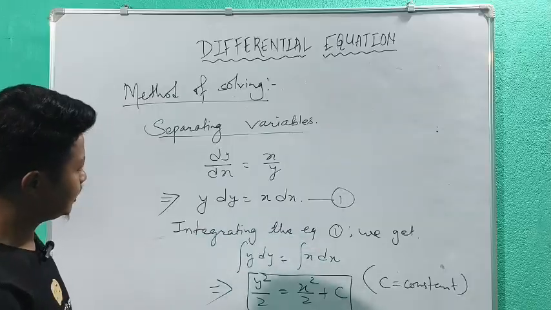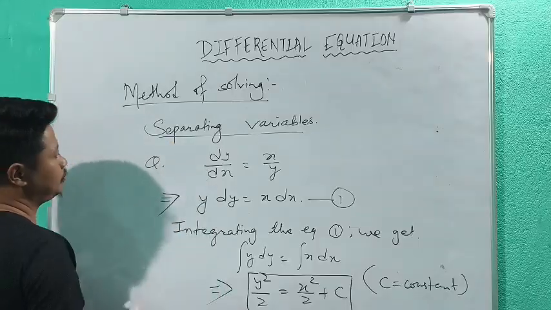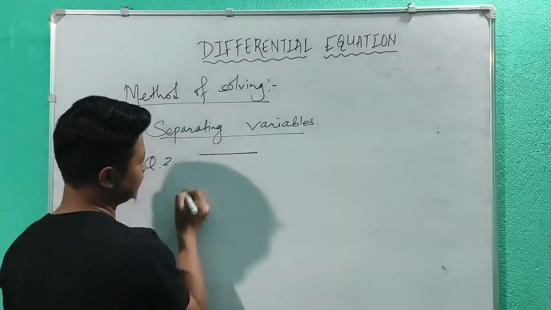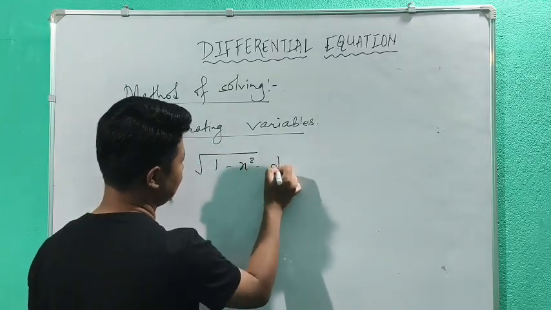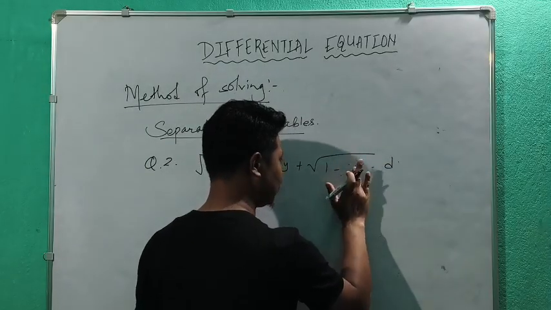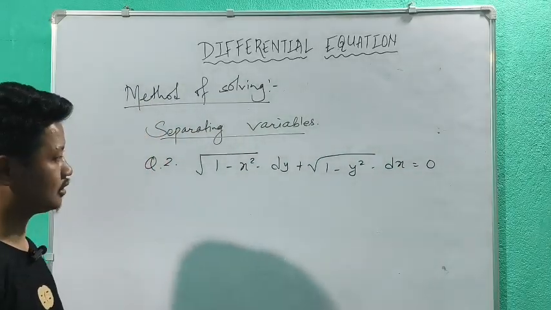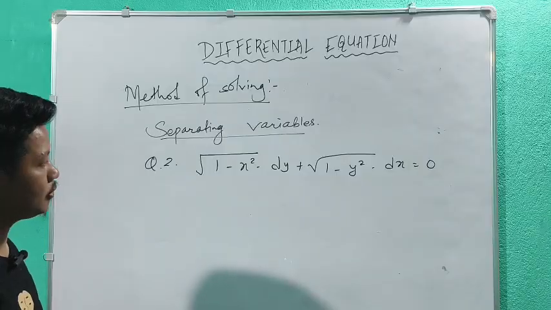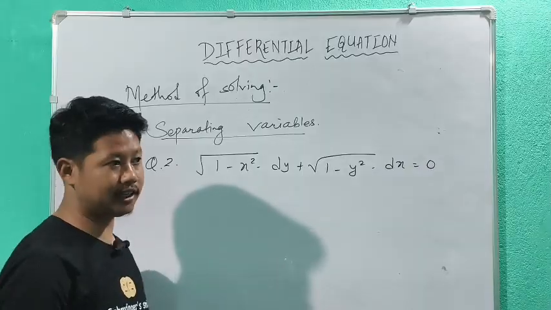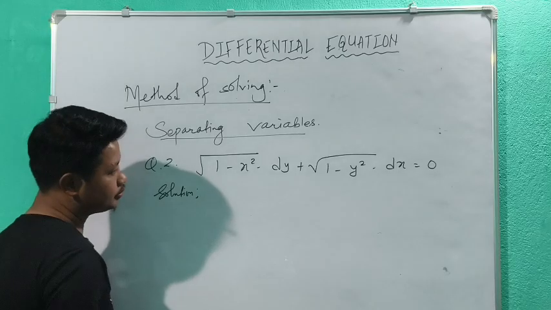Okay, so this is one question, and let me write the next question, question number 2. Square root of 1 minus x square dy plus square root of 1 minus y square dx is equals to 0. If you look at this question it looks very tough and difficult to solve. But once you're done with this method of separating the variables and use the proper concept, then you can easily solve this. Let me help you to solve this.